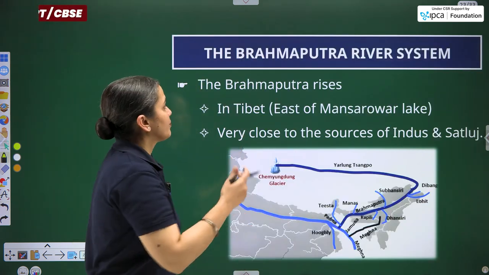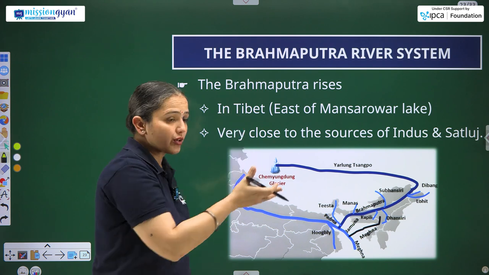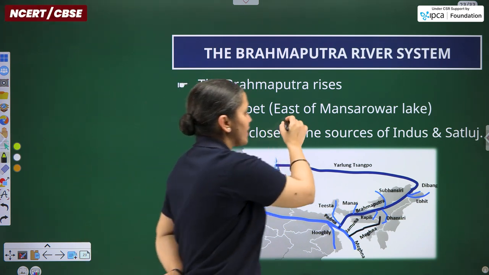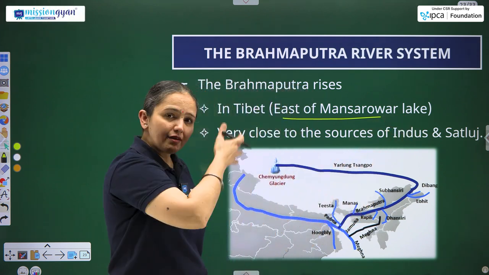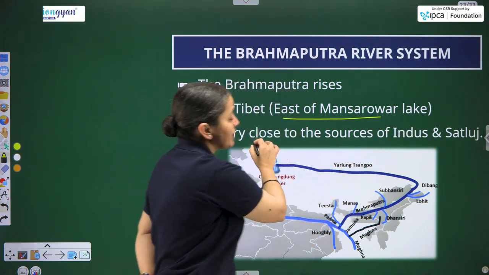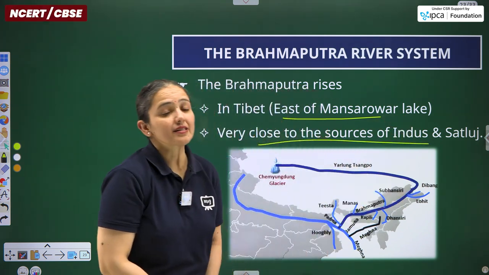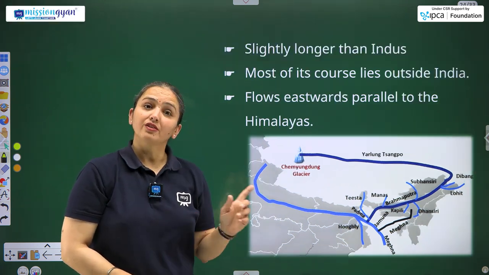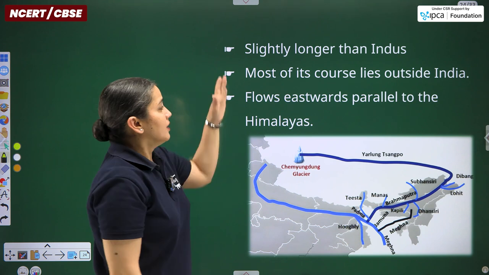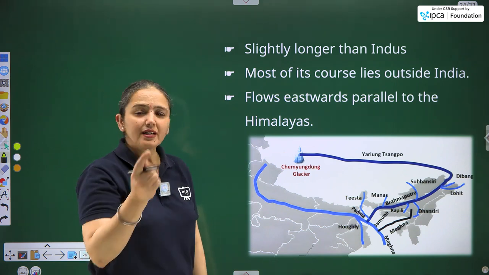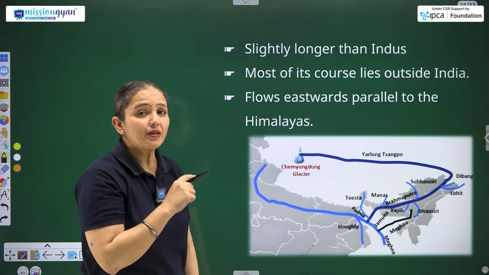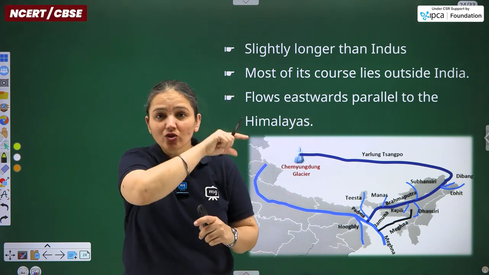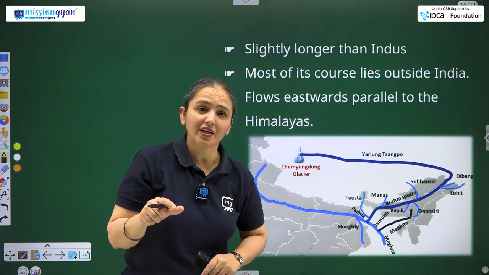The Brahmaputra river system is an important river system for the eastern part of India, and it rises from the east of Mansarovar Lake, again from the Himalaya region, and it is very close to the sources of Indus and Satluj itself. Prominently, Satluj is a tributary of Indus itself. It is slightly longer than Indus, so Indus is 2900 kilometers. Again, the Brahmaputra is also longer than Ganga, but the entire stretch of Brahmaputra water is not in India.